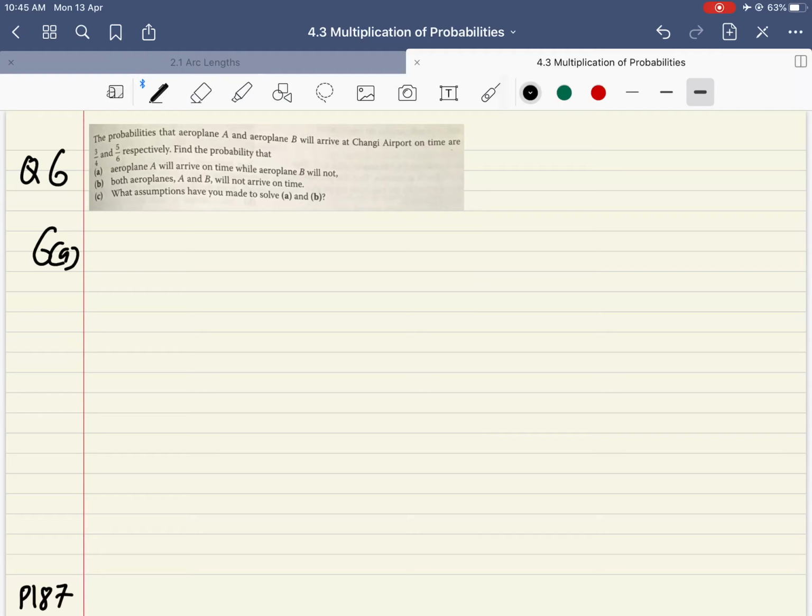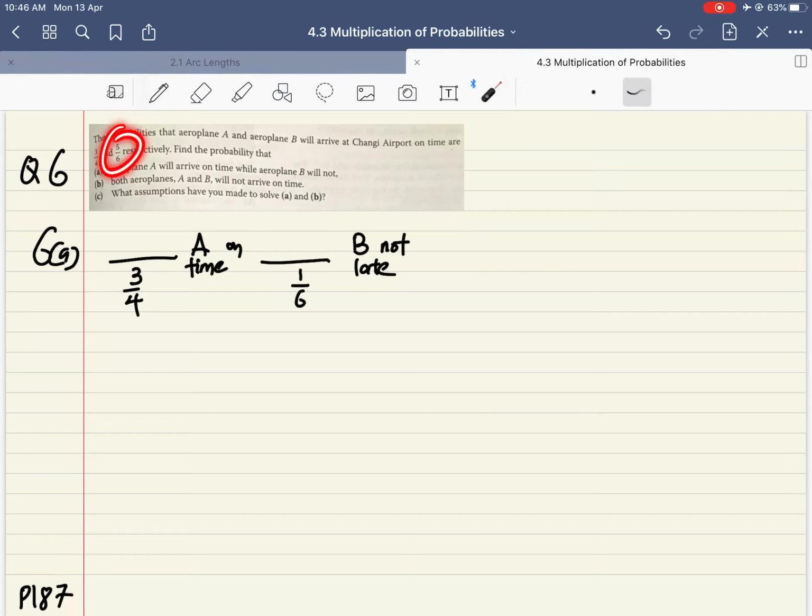So for question 6a, what we have is aeroplane A will arrive on time, B will not. So basically A is on time, and I want B to be not on time or can be late. So just fill in the probabilities. For A to be on time is 3/4. For B to be not on time is actually 1/6. How do I get 1/6? I just take 1 minus 5/6, because 5/6 will be on time, hence 1/6 will be not on time.